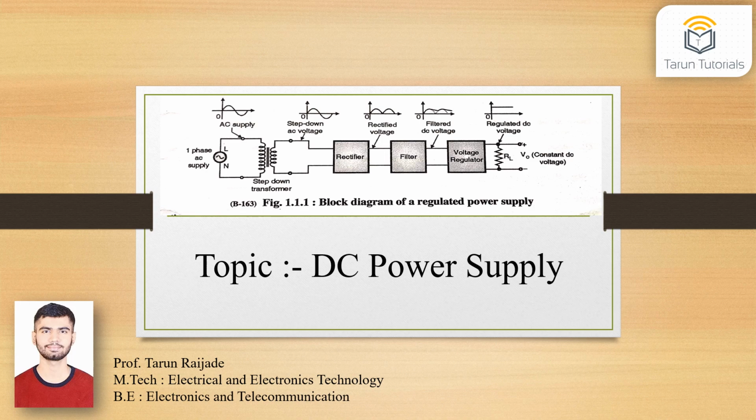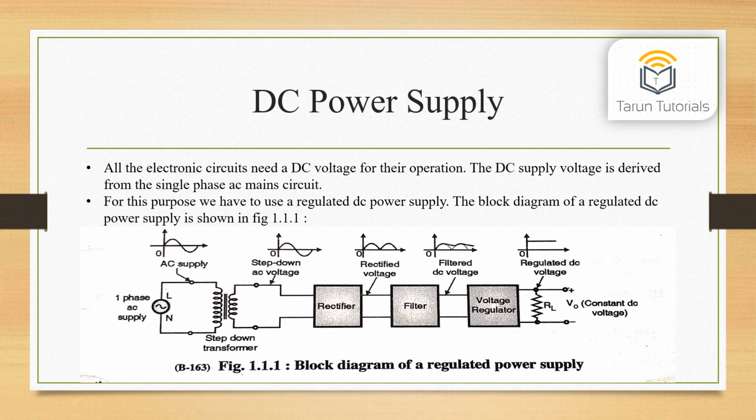The topic which we are going to discuss today is DC power supply. All the electronic circuits need a DC voltage for their operation. The DC supply voltage is derived from a single phase AC mains circuit. For this purpose, we have to use a regulated DC power supply. The block diagram of a regulated DC power supply is shown below.